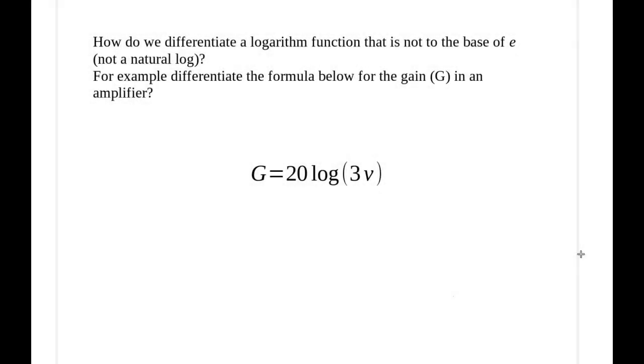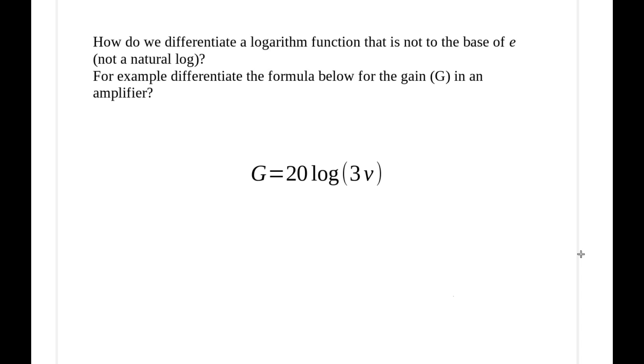Hello. So how do we differentiate a logarithm function that is not to the base of e? That is to say, not an actual log. By the way, when I use the word log or logarithm, log is short for logarithm, obviously. It's a lot easier to say log, so I'll be using that term from now on.